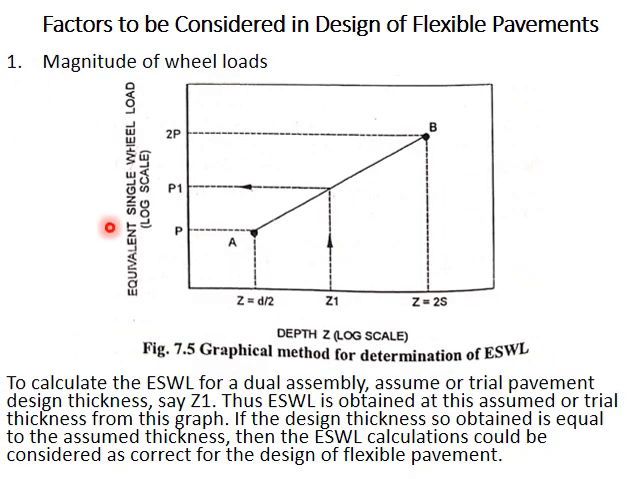Okay, this is the graphical method for determining the value of equivalent single wheel load. What we do is plot a log graph with equivalent single wheel load, or wheel load, on the y-axis and depth below the pavement surface z on the x-axis, and we plot the points P at D by 2 and 2P at 2S. So we join the two points and we obtain the curve. By projecting from this curve, we can obtain the equivalent single wheel load for any thickness of a particular pavement.